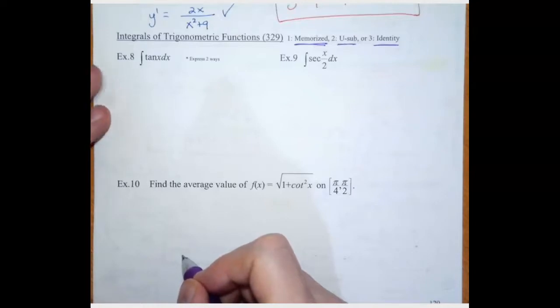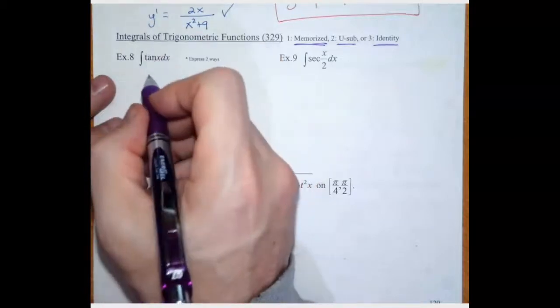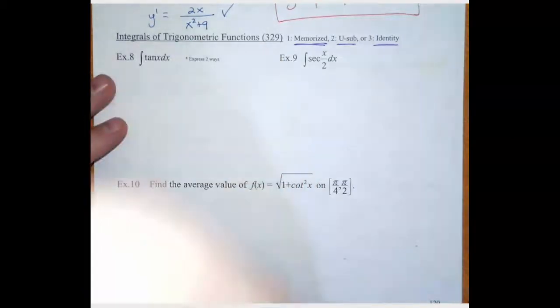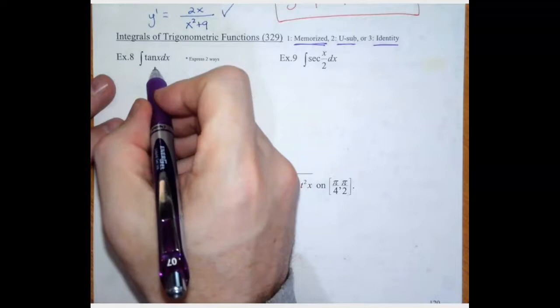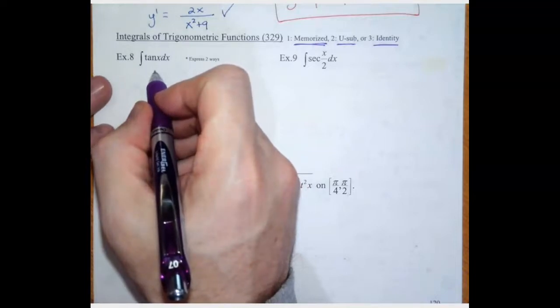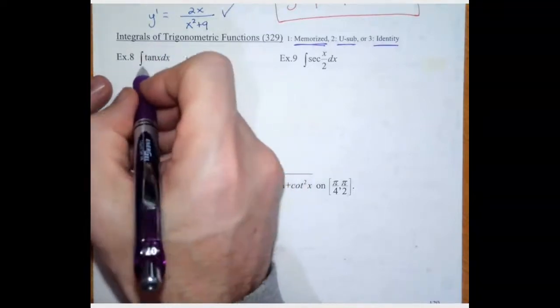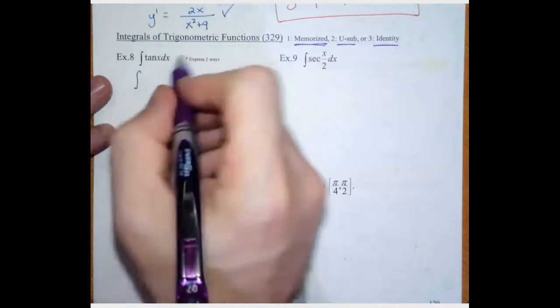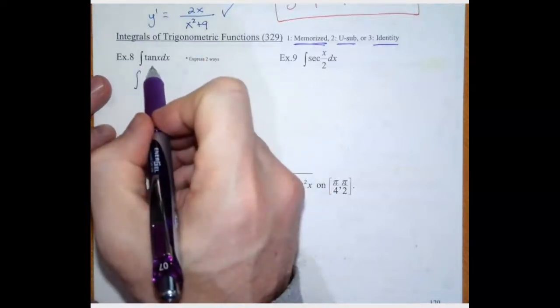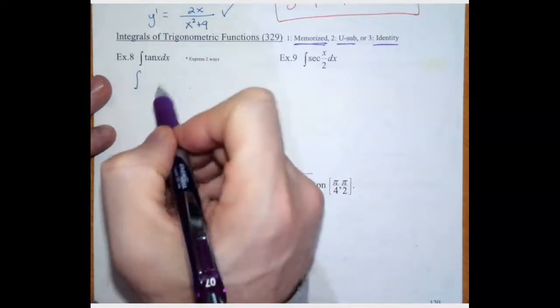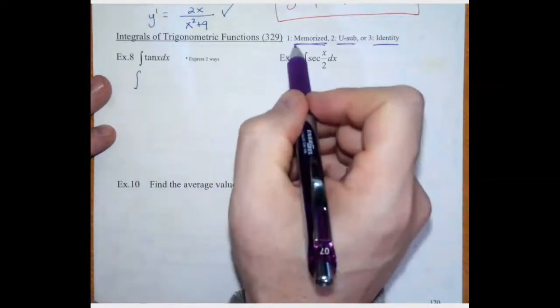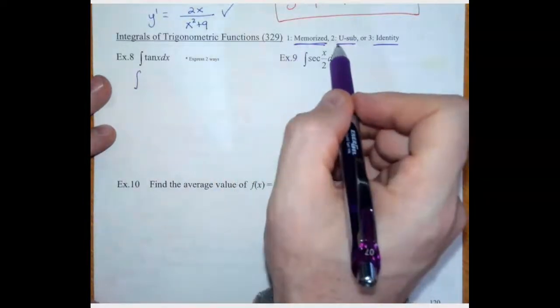So let's think about what we could do here. So the integral of tangent. Tangent is not the derivative of anything, so that's a little bit tricky. That's not something that we have memorized, so that's not going to work. So let's try u substitution and an identity, actually.